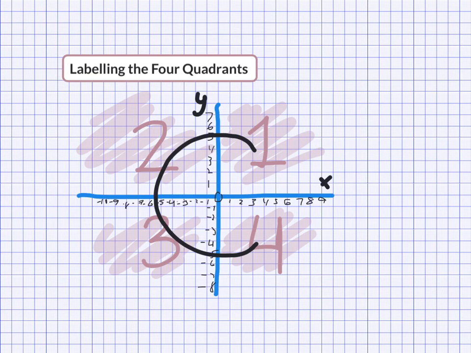We also notice that in quadrant 1, any coordinate is going to be positive and positive. In quadrant 2, any coordinate is going to be negative and positive. In quadrant 3, any coordinate is going to be negative and negative. And in quadrant 4, the coordinates are all going to be positive and negative.